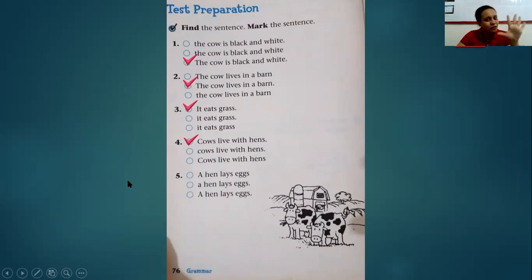And number 5, we're almost finishing now. Number 5: a hen lays eggs, a hen lays eggs, or a hen lays eggs. Which one is better for you? Yes, it is the third one. Very good, excellent. It is the third one because it begins with a capital letter and ends with a period. And that's important to understand. If you want to choose the correct telling sentence, you always have to see if the sentence begins with a capital letter and ends with a period.